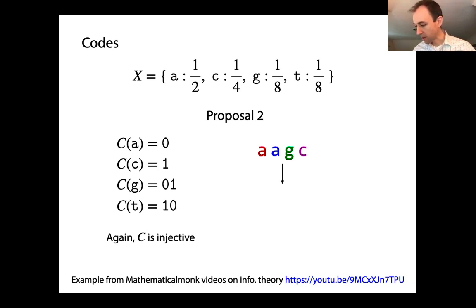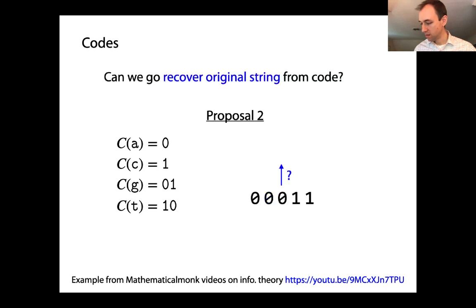Okay, code for A is 0, code for A is 0, code for G is 0, 1, and code for C is 1, 1. All right, great. So I could encode. Now the question is, given this string, this is the same string that I just generated by encoding AAGC, can I decode it unambiguously? Well, let's think about that for a moment.